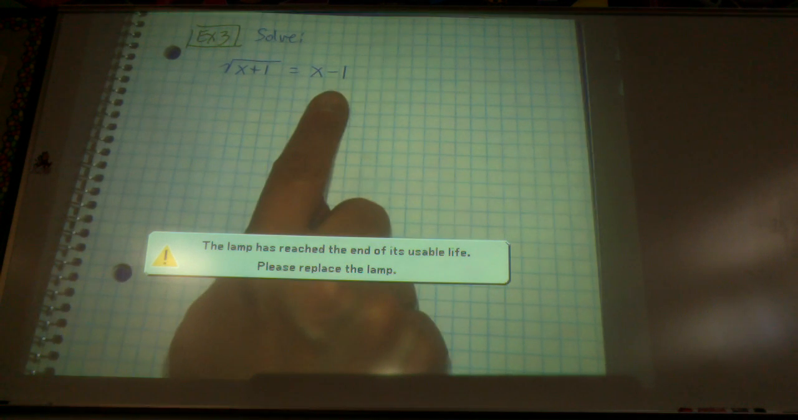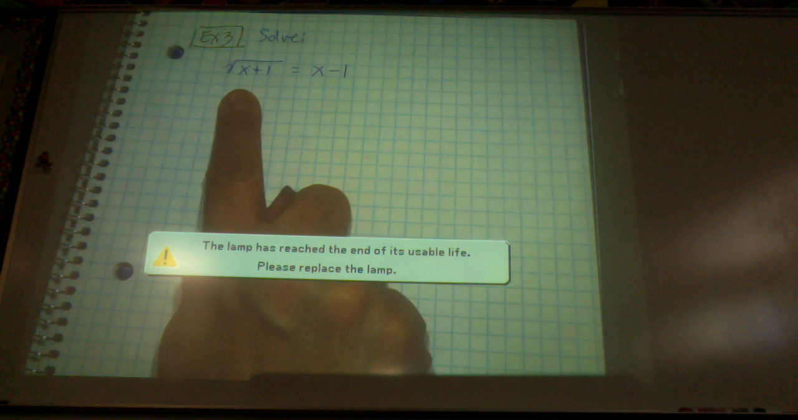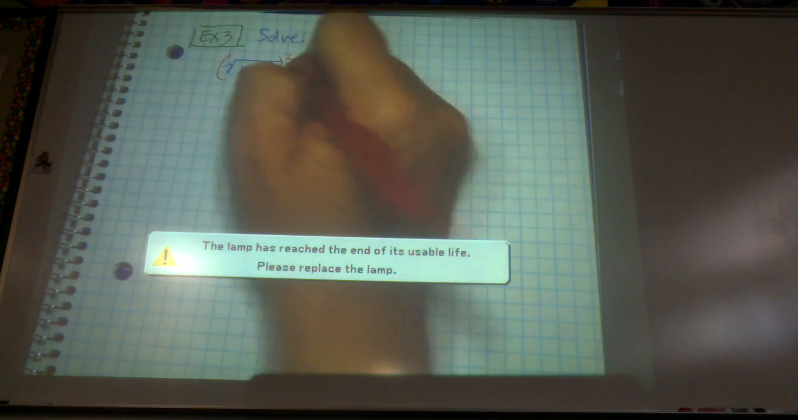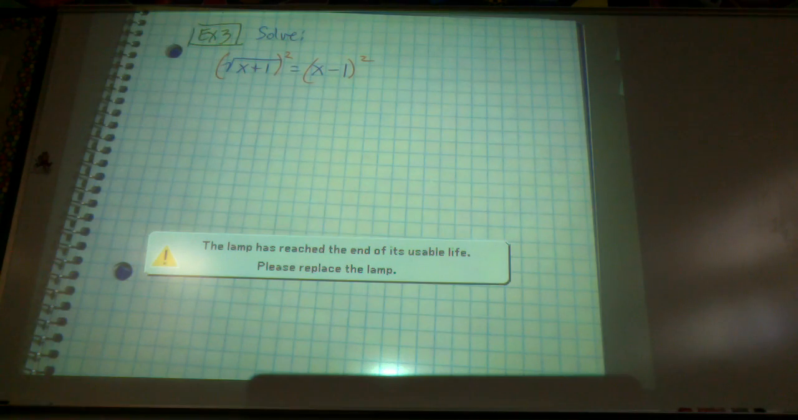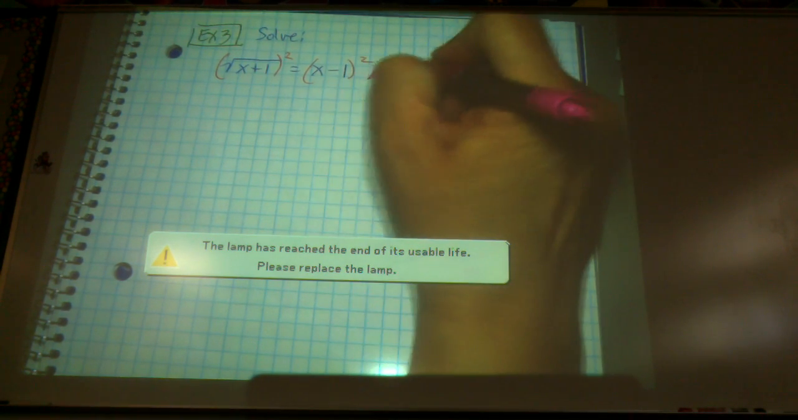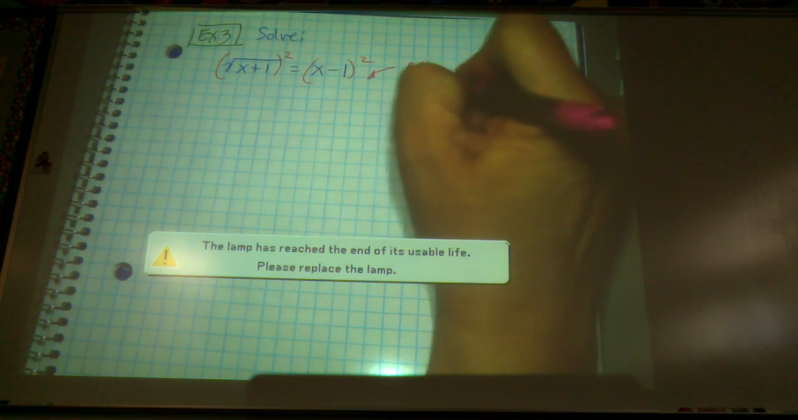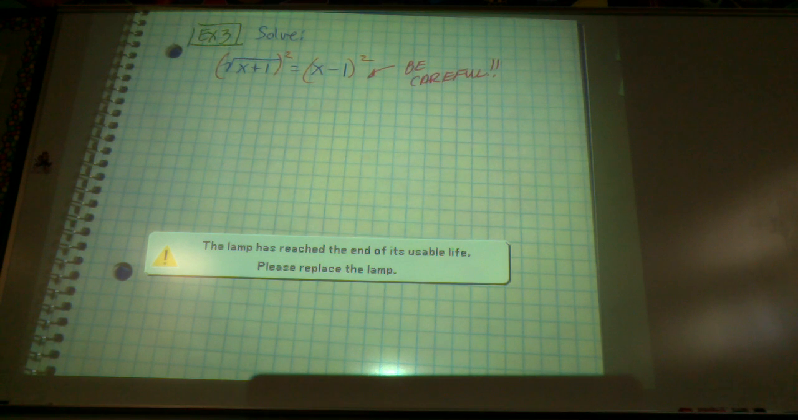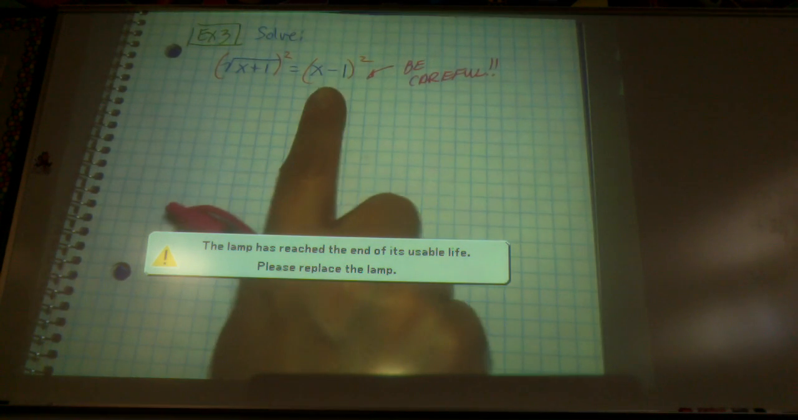I have two things here on the right. My radical is isolated. Because of that, can't I square both sides? But you have to be careful here. Be careful. Why? Is the answer here x squared plus or minus 1? No, why? Why? Doesn't it have a middle term?